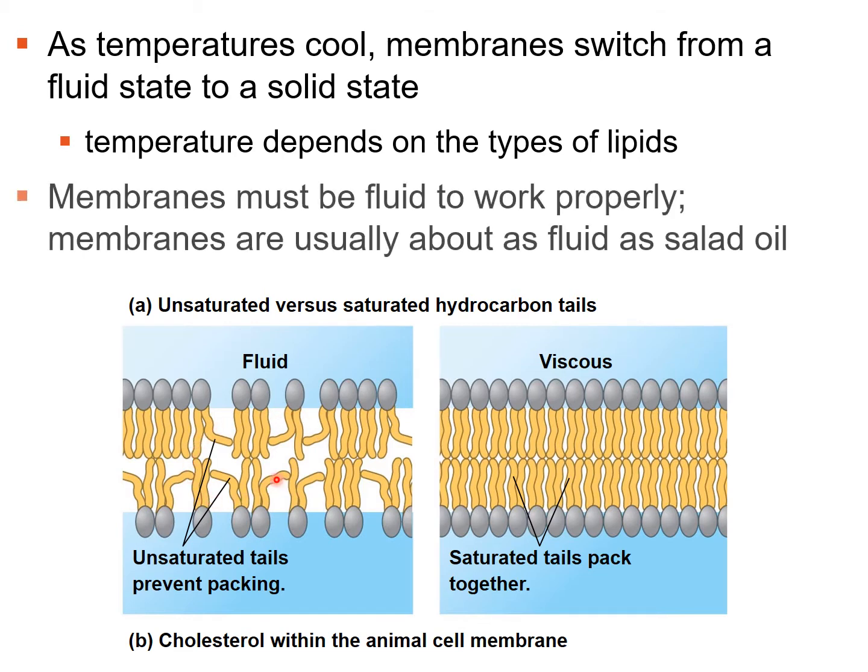Now, when the temperature heats up, so when it gets hot, this fluid one is going to be too loose. It could fall apart. And the viscous one will be okay. It'll make it a little bit more fluid, right? So a lower temperature is going to make the membrane more rigid, and a higher temperature is going to make the membrane more fluid.